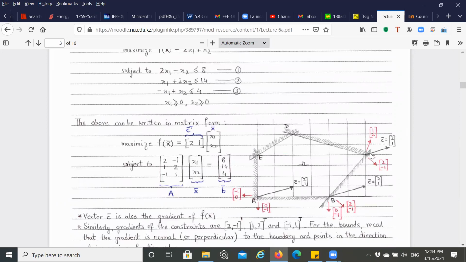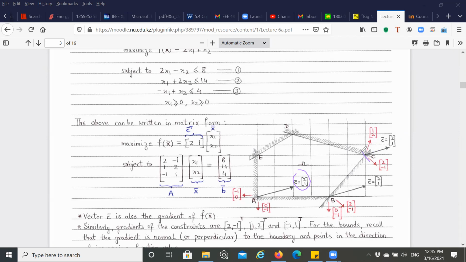At this point C, the gradient of the objective function, if you rewrite it over here, you would see that there is no point at which you can still stay in this convex hull and further increase the value of this. If I go to any other point on this line, say this point or this point, you see that this leaves the feasible region. So the last point that leaves the feasible region is this point C.